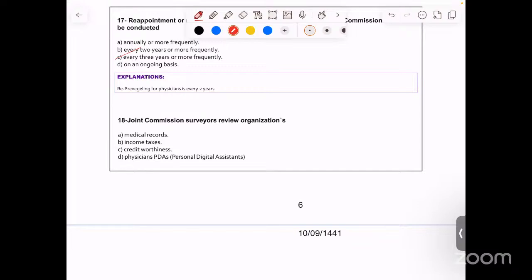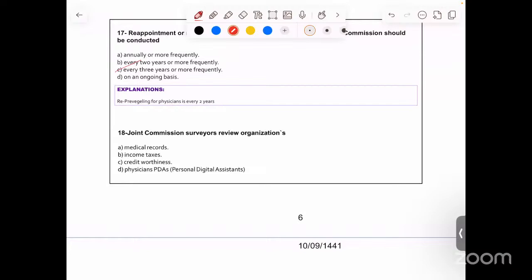How often does JCI accreditation require reevaluation? Every 3 years. Yes, very good. If a healthcare organization is undergoing accreditation, but JCI is not mentioned, how often should it be reviewed? Every 2 years as per general healthcare policies. So in an exam, if JCI is mentioned, choose 3. If JCI is not mentioned, choose 2.